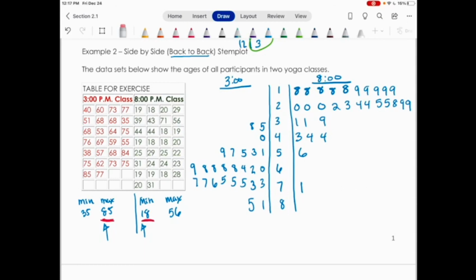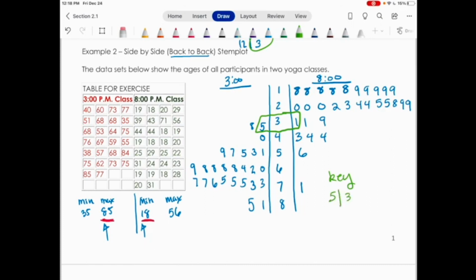And then the last step, we want to make our key so that anybody reading this knows exactly what these numbers represent. So I'm going to use these numbers here. When you're doing a back-to-back or side-by-side stem plot, you want to make sure that you're including both sides when you make your key. So I want to put down here key, and I'm going to write. Now you can use any number you want on here to identify it. However, I'm going to pick this.